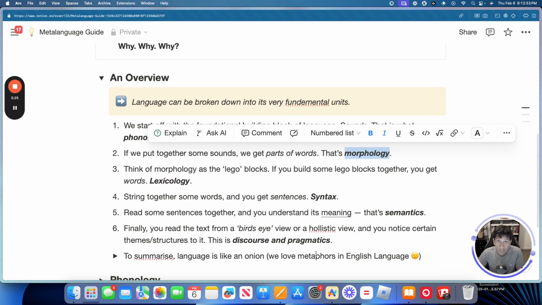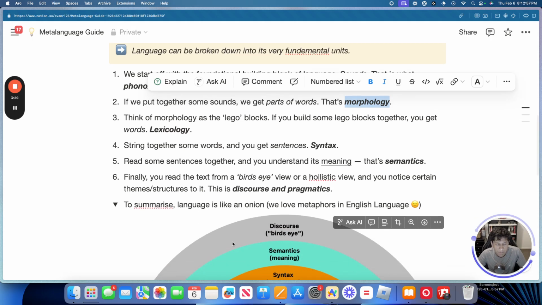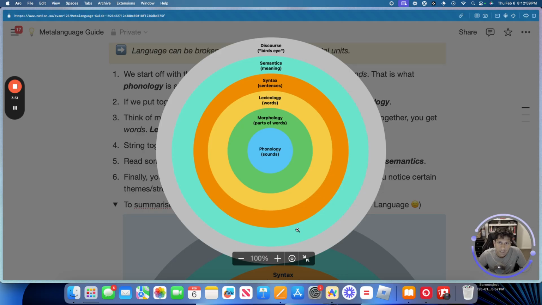So if I were to summarize, I like to think about it like an onion. We love metaphors in English language, if you haven't realized already. So the onion goes like this. We start at the most fundamental unit of language, the root of the onion. It's phonology. You build together some sounds, you get parts of words, put parts of words together like Lego blocks, you get words, string together some words, you get sentences. Sentences, if you read a few of them together, you get meaning. And if you look at the text from a bird's eye view, you get discourse and pragmatics, which is the holistic view, the bird's eye view of the text.